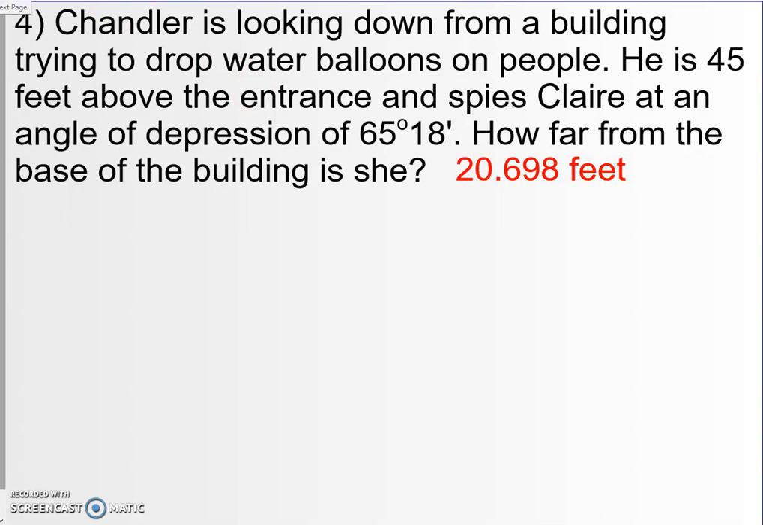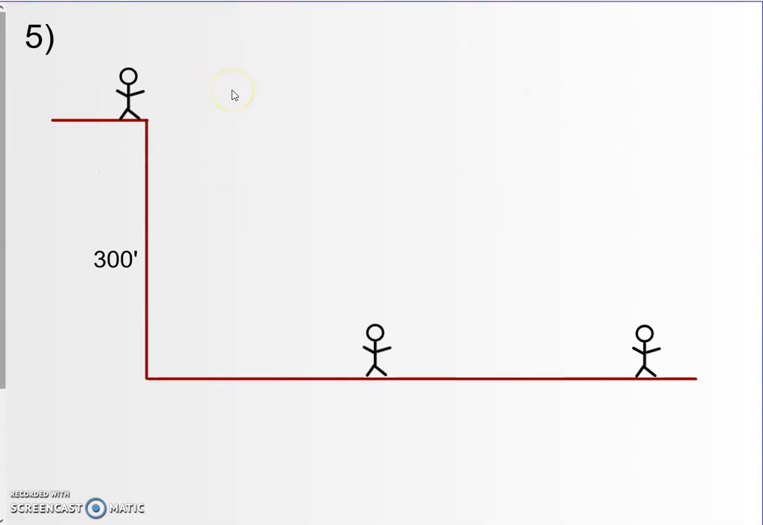Now, we have one last problem, and that's number 5. So in number 5, I want you to sketch this picture, and then we need to talk. So first of all, let's remember we're dealing with an angle of depression here. So there's my normal line of sight. Now we have to figure out who's closer to the base of the cliff. Is Camille closer or is Wesley closer?